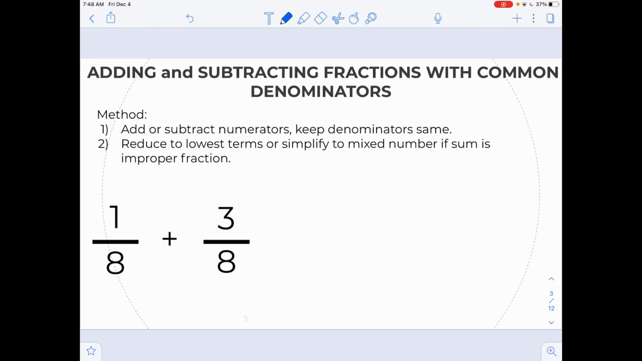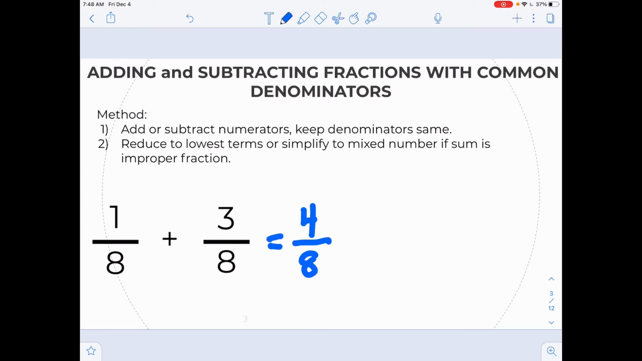We add or subtract the numerators, keeping the denominators the same, and then we reduce to lowest terms or simplify to a mixed fraction if the sum is an improper fraction. So step one is I add the numerators. 1 plus 3 is 4, and I keep the denominator the same.